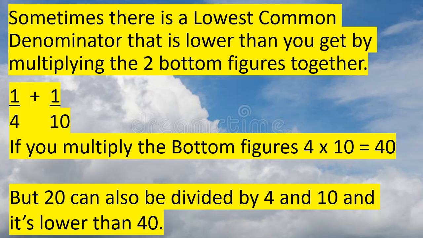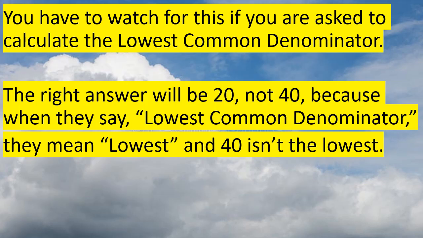Sometimes there is a lowest common denominator that is lower than you get by multiplying the two bottom figures together. So if we had 1 by 4 plus 1 by 10, you multiply the bottom figures, 4 times 10 equals 40. But 20 can also be divided by 4 and 10, and it's lower than 40. You have to watch for this if you are asked to calculate the lowest common denominator. The right answer will be 20, not 40, because when they say lowest common denominator, they mean lowest, and 40 isn't the lowest.